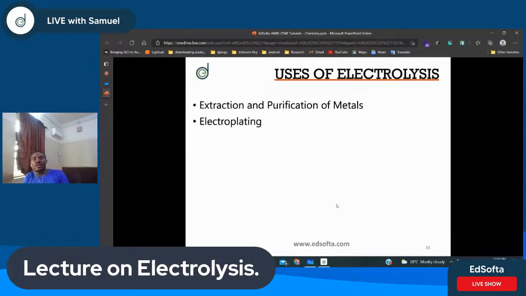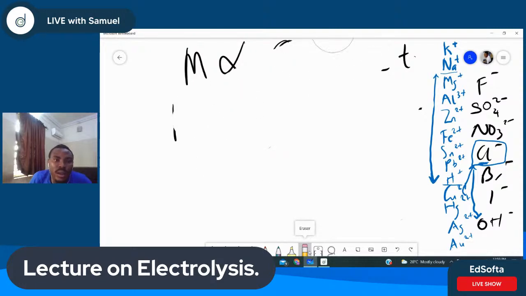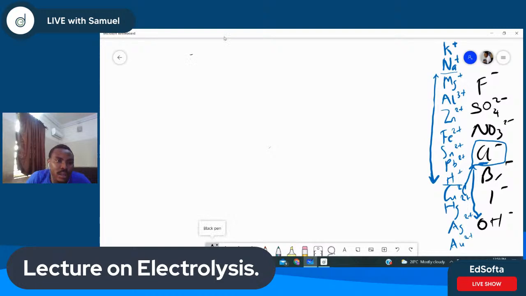So the uses of electrolysis: we have extraction and purification of metals. So that's what I was trying to say when I started. You have an element in its combined state. Most metals, when they are mining them, they mine them in their combined state. So for aluminium, we have something that you call bauxite. Bauxite is Al2O3.